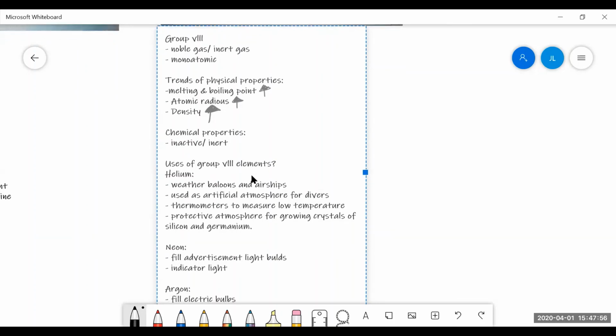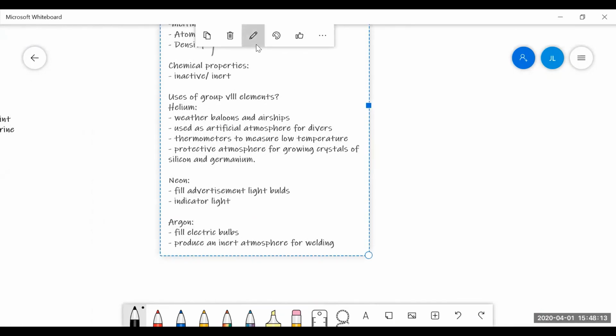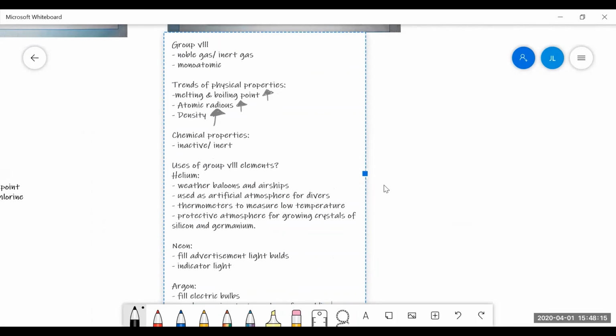It is also used to produce an inert atmosphere for welding. Up to this point, it is not reactive or radioactive, so it is still safe to be used as a protective atmosphere.